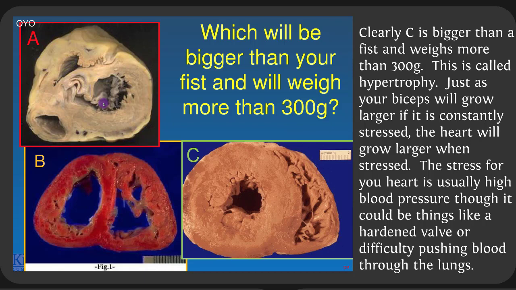This is called hypertrophy. Just as your biceps will grow larger if they're consistently stressed, the heart will grow larger when stressed. The stress for your heart is usually high blood pressure, though it could be things like hardened valves or difficulty pushing blood through the lungs in asthma or any kind of respiratory pathology.